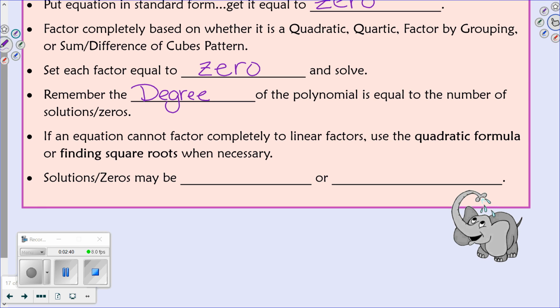Solutions or zeros may be real or imaginary. I agree, but not what I was looking for. Fake. I like that. Yeah, they could be real or imaginary. When do we end up with imaginaries? Negative square roots. Good. That means you pull that i out.